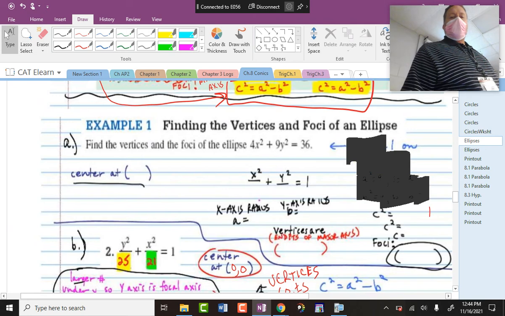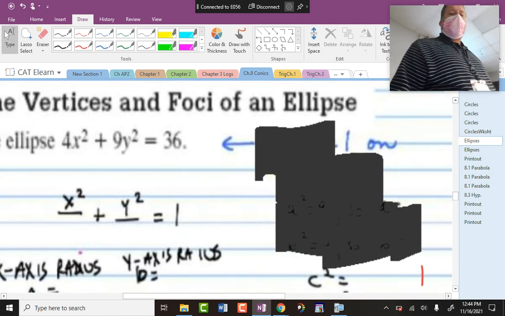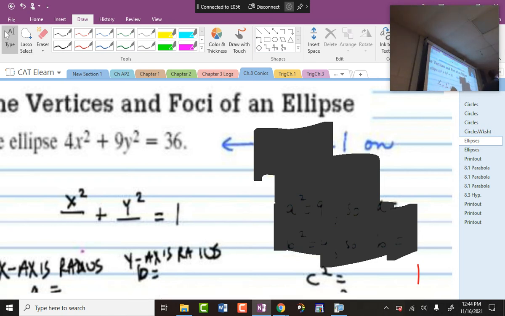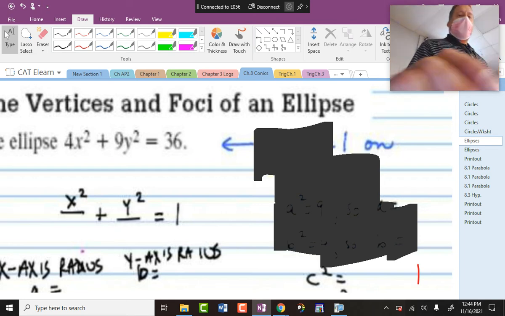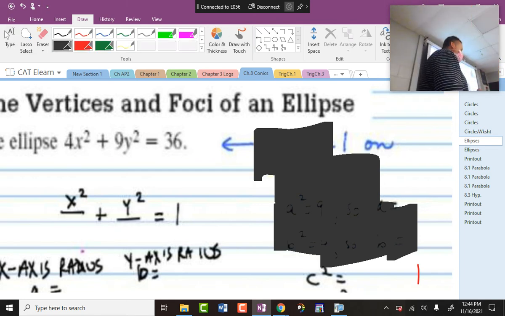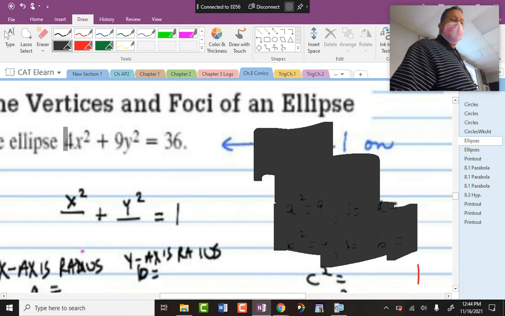Okay, all right, so why is this one not in the correct format? What do you think I have to do to both sides? Okay, we'll put that back. Divide by, what do you think? Divide by what number? There's only one number on the right side, so what number is it? 36. But let me do this real quick.